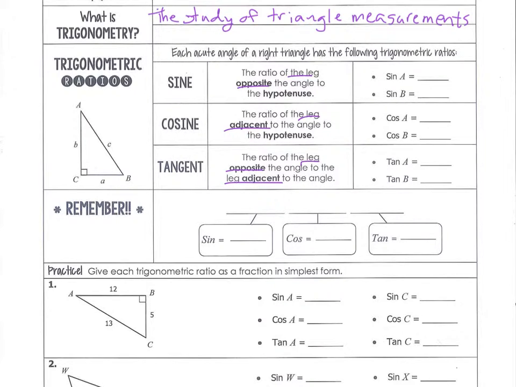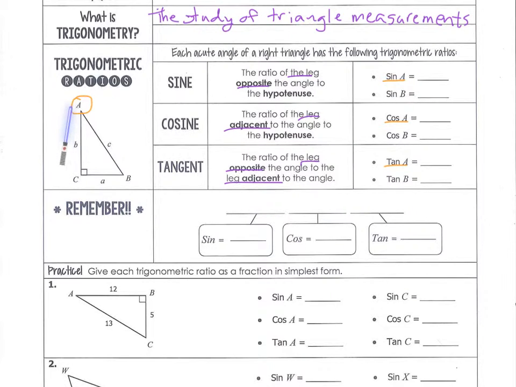I'm going to use two different colors; you're going to use a highlighter. So if angle A is my angle of reference, we are going to find the sine, cosine, and tangent of A using these ratios.